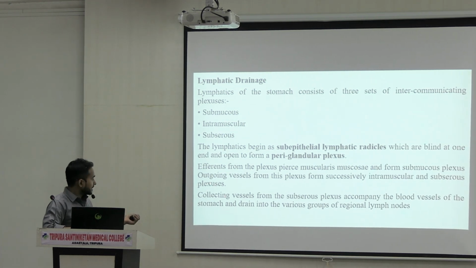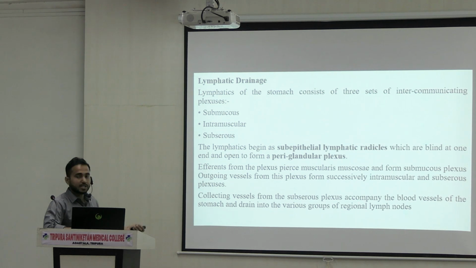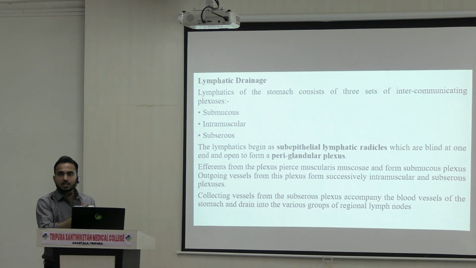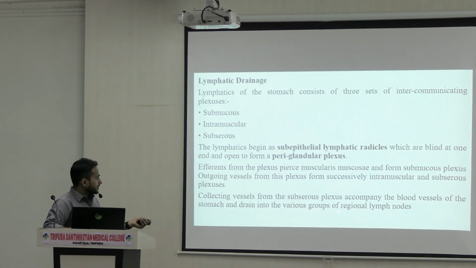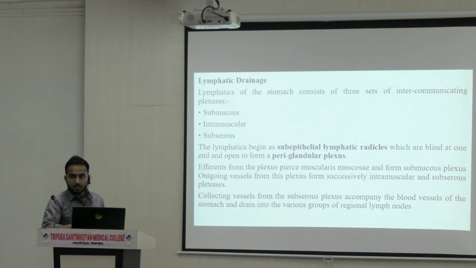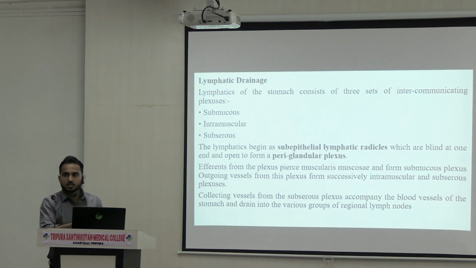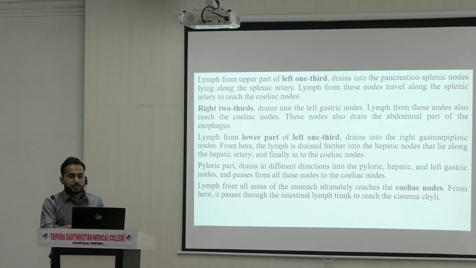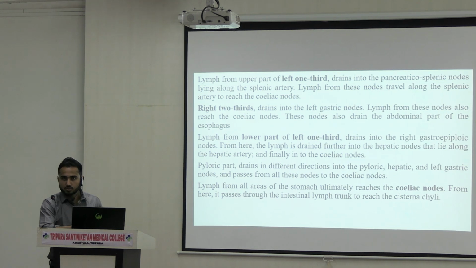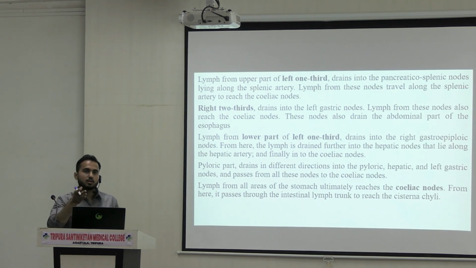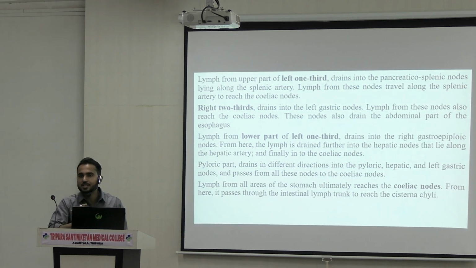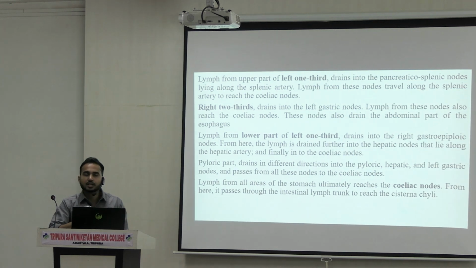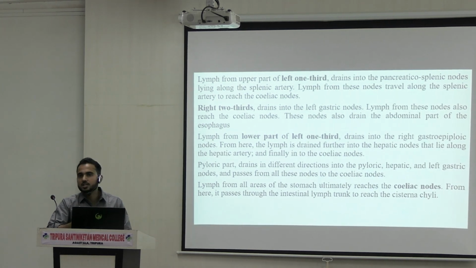Next, the collecting vessels from this subserous plexus will accompany the blood vessels which supply the various parts of the stomach, and drain into the various groups of regional lymph nodes, the adjacent lymph nodes present around the stomach. To make it easy, imaginary divisions of the stomach are made so that the lymphatic drainage can be understood easily.